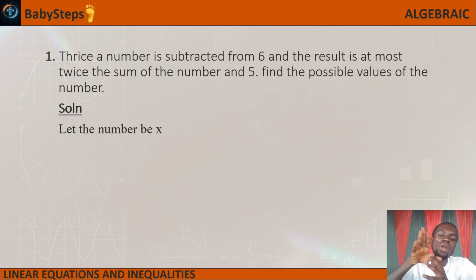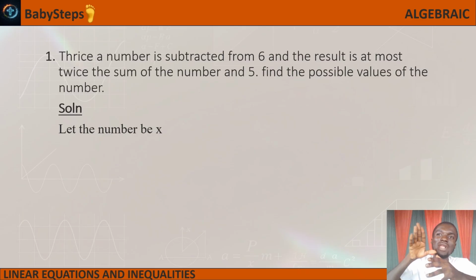So if it is more than it has gone cry. It is twice the sum of the number and 5. So at most. That means the first expression is lower than the second expression we are going to talk about. So it is less than or equal to.